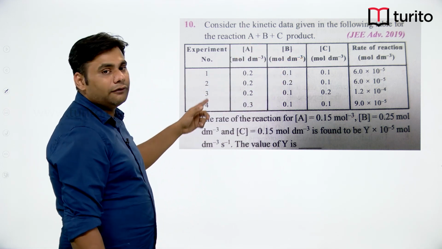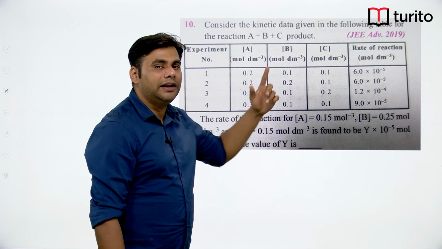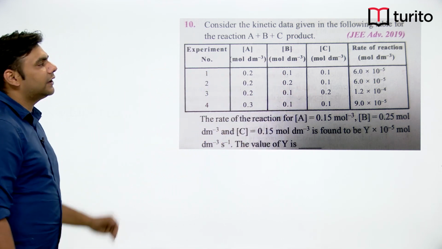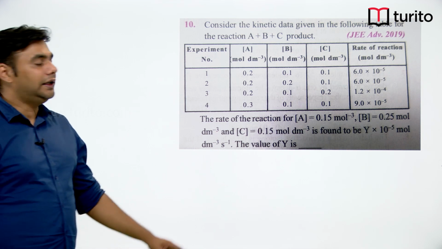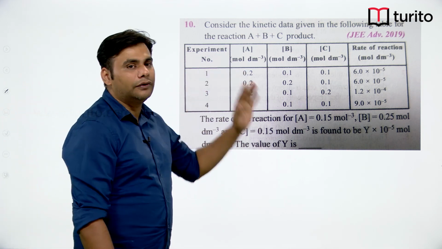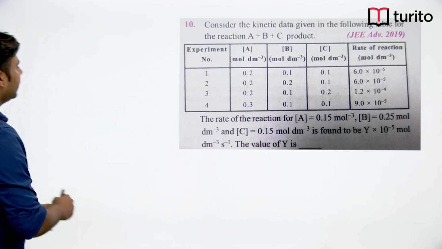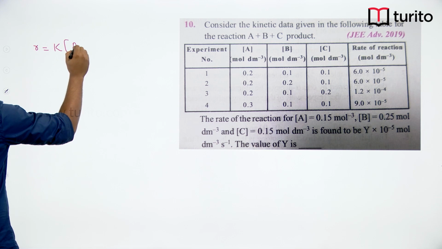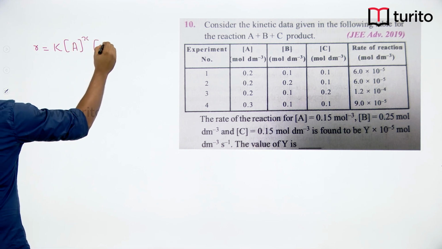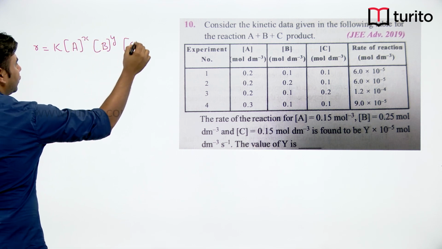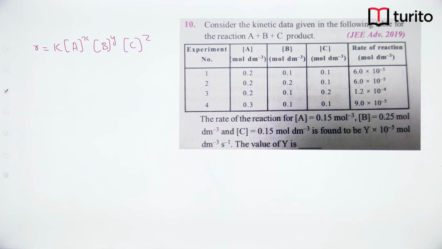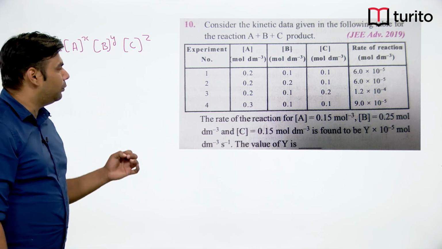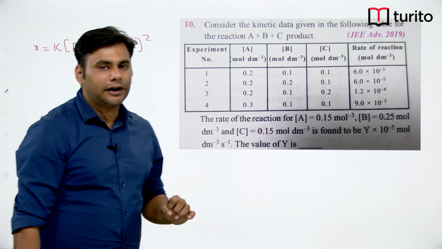So 4 data has been given to us. We will find the order with respect to each of the reactants. So the first task is to find out the order with respect to each of the reactants. So we'll just assume the rate to be equal to K into concentration of A raised to power say X, B raised to power Y and C raised to power Z. So X is the order with respect to A, Y is the order with respect to B and Z is the order with respect to C.